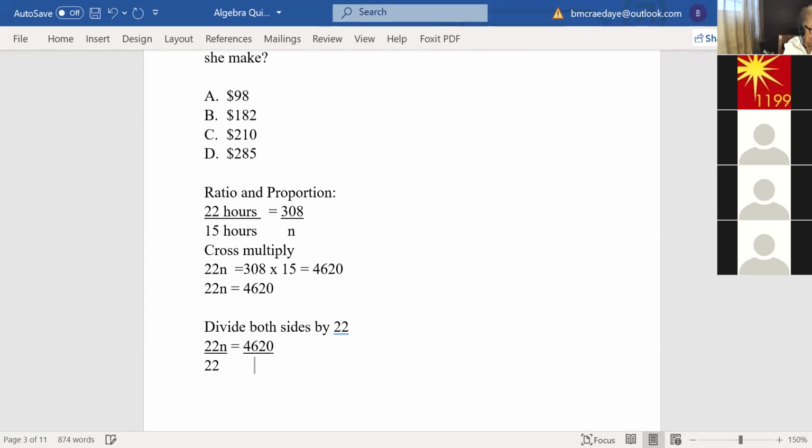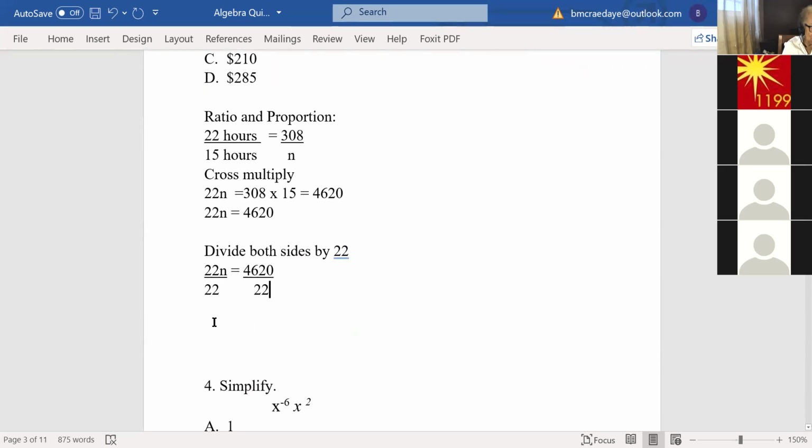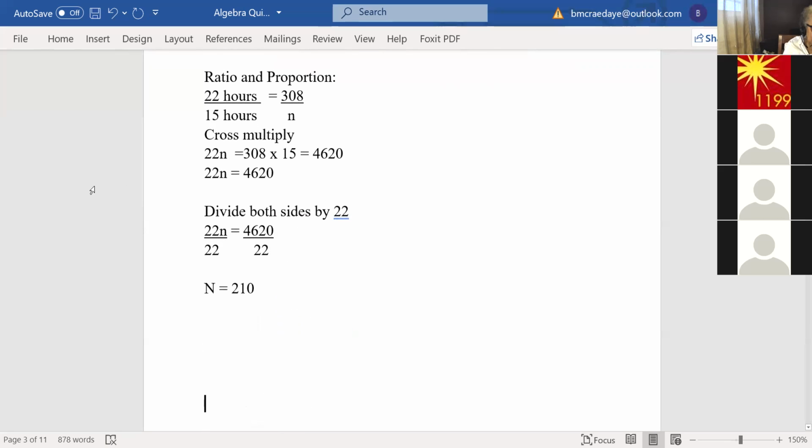So what do we get on the left side, Audrey? N. That's right, 22 over 22 is 1, so you get N. And you said you got 210. Yeah, you got that one right too? Very good, LaJoya. You're on a roll.